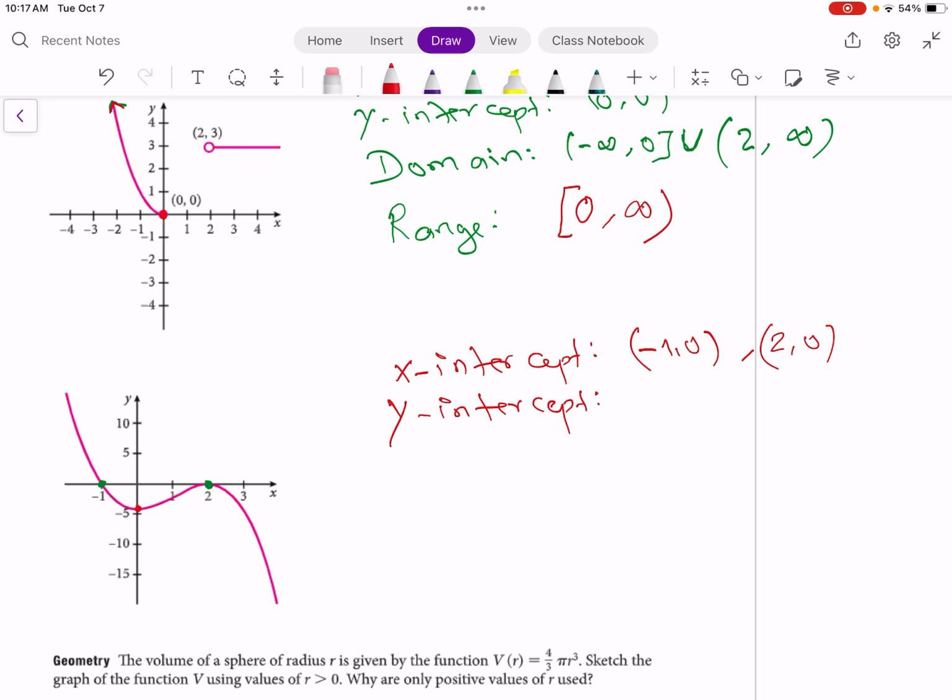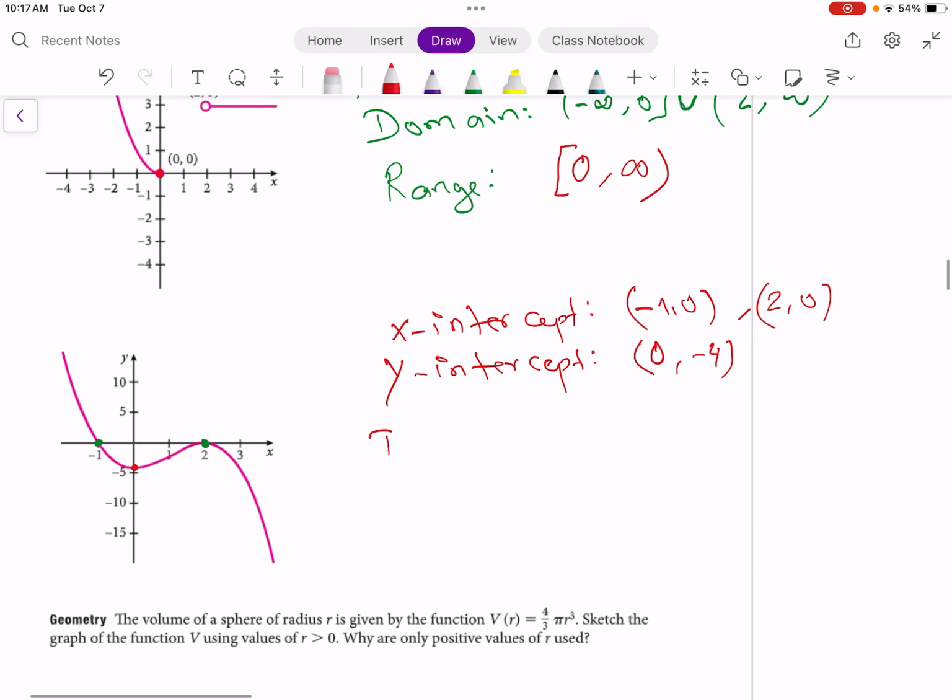Is it 4.5, -4.5 or -4? What do you think? You want to take -4? It's fine. If you want to take -4, so (0, -4). So this is the y-intercept. Now let's write down the domain and range. Let me add an arrow on the left end and an arrow on the right end.